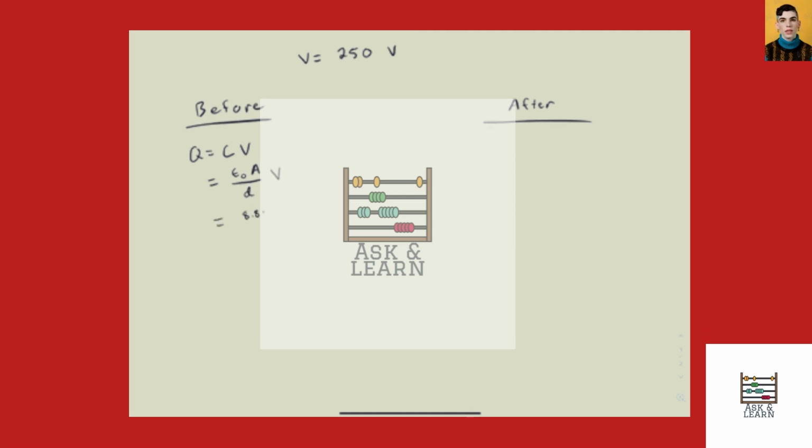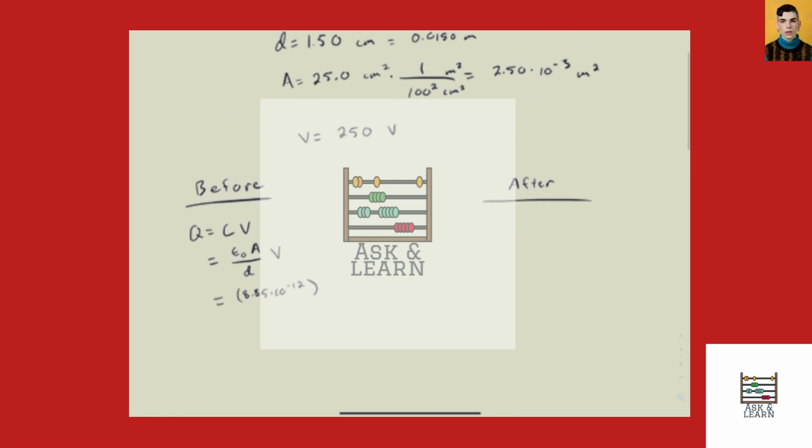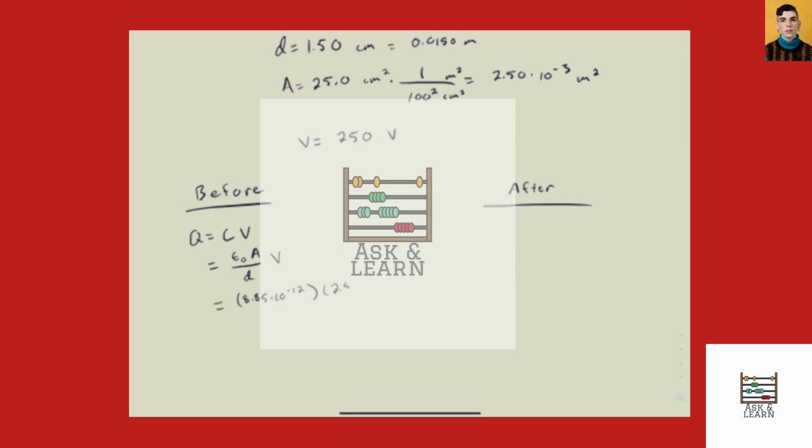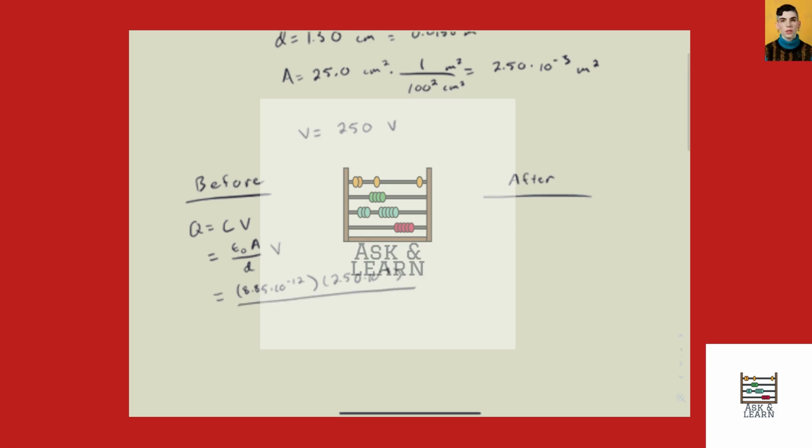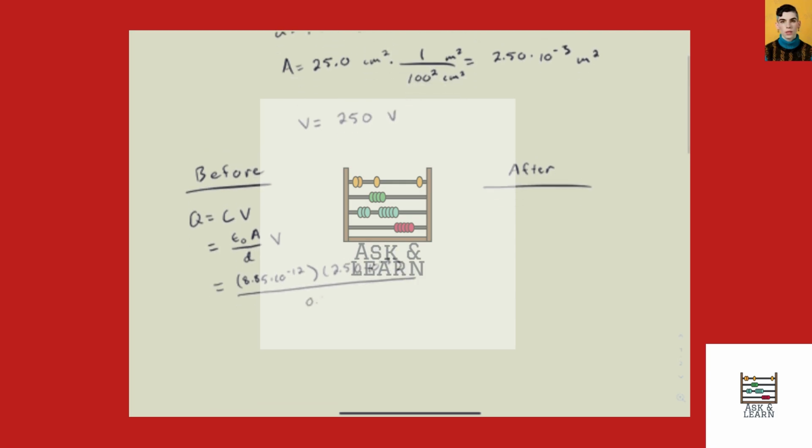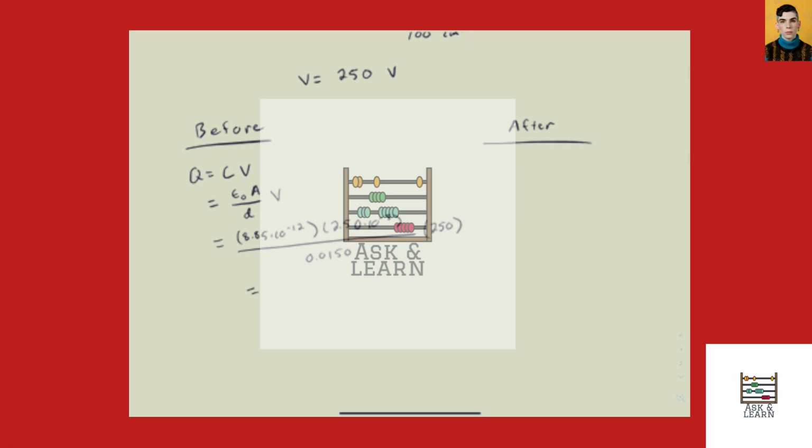So this is 8.85 times 10 to the minus 12. The area is 2.5 times 10 to the minus 3. And we're dividing by 0.015. And the voltage is 250 volts. So this means the charge is 3.69 times 10 to the minus 10 coulombs. And it's going to be the same after, because conservation of charge.